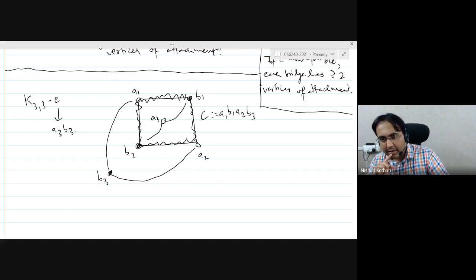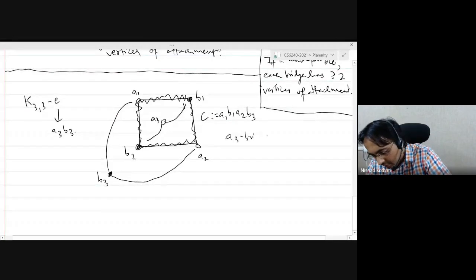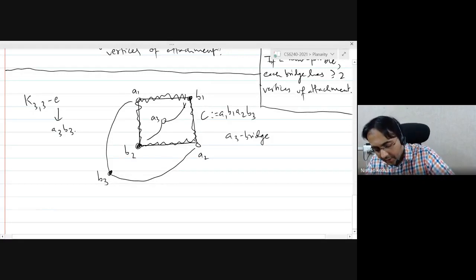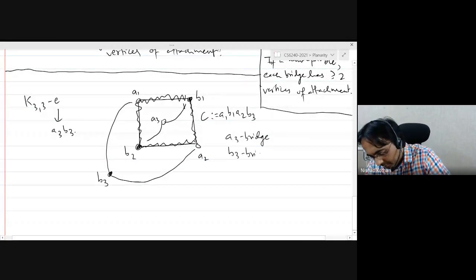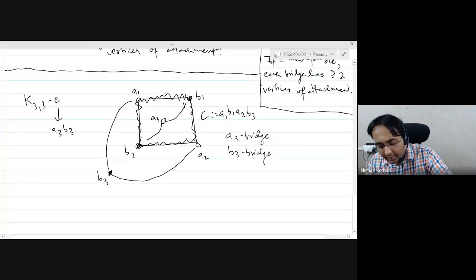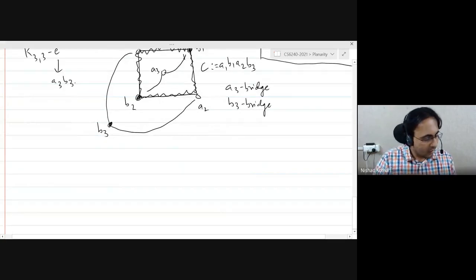Okay. Why is this happening? This is happening because of the vertices of attachment of these bridges. So there are two bridges. One is the A3 bridge, so A3 and the two edges incident with A3. And then I have the B3 bridge. And they have vertices of attachment that are alternating on the cycle. Whenever this happens, I will not be able to put both the bridges inside the cycle, or both of them outside the cycle. Right? So that brings us to one more definition.